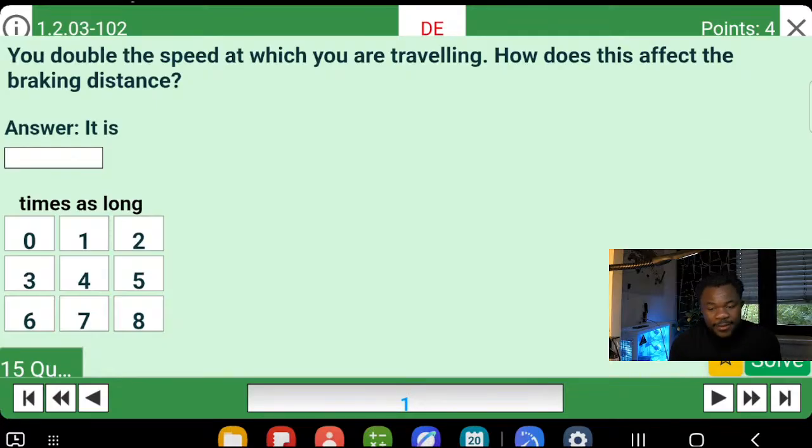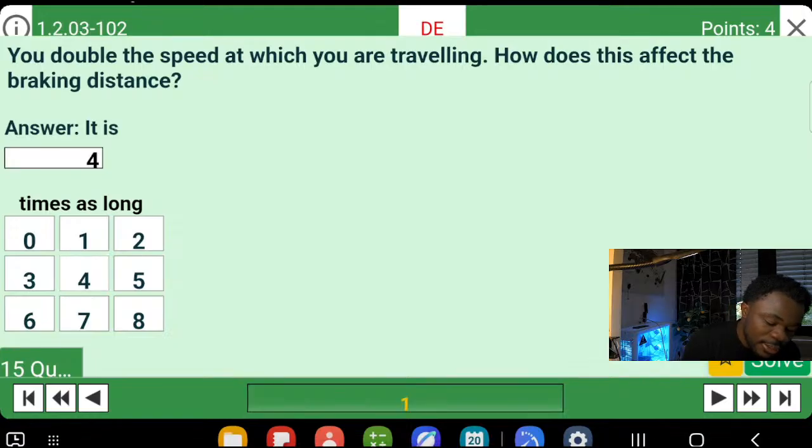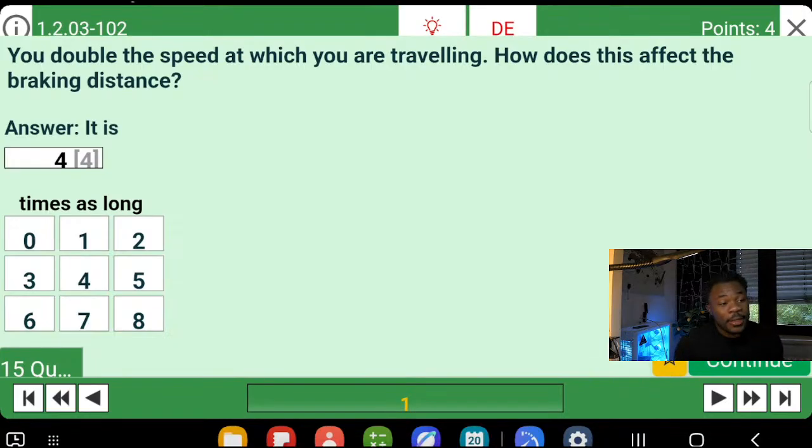The first question on the screen says, you double the speed at which you're traveling. How does this affect the braking distance? Whenever you double your speed, it affects your braking distance 4 times. So don't be surprised if you come across a question where they tell you you're traveling with a speed of 50 kilometers per hour, you brake normally, what is the braking distance according to the rule of thumb? Your braking distance is going to be 25 meters. But if they ask a similar question with a different speed of 100, your braking distance will be 100 meters. That's to tell you, every time you double your speed, it affects your braking distance 4 times. Okay? So right here, the answer is 4.